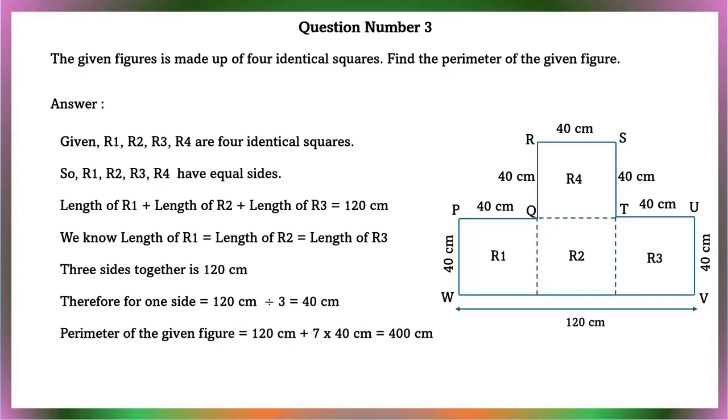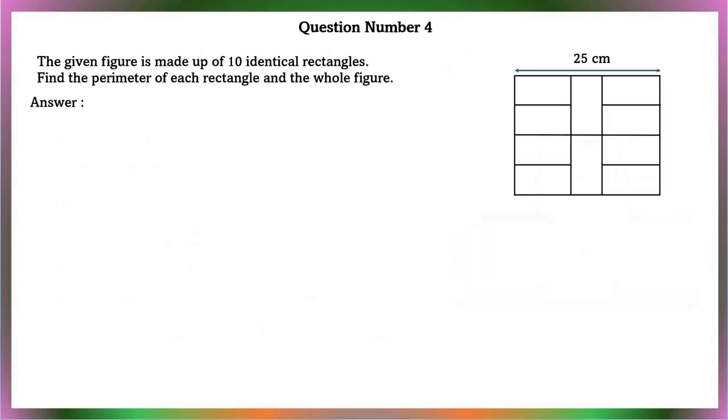Now, the perimeter of the given figure is equal to 120 centimeters plus 7 into 40 centimeters, which is equal to 400 centimeters. Question number 4. The given figure is made up of 10 identical rectangles. Find the perimeter of each rectangle and the whole figure.